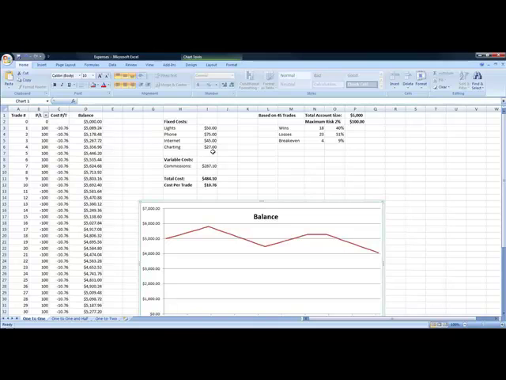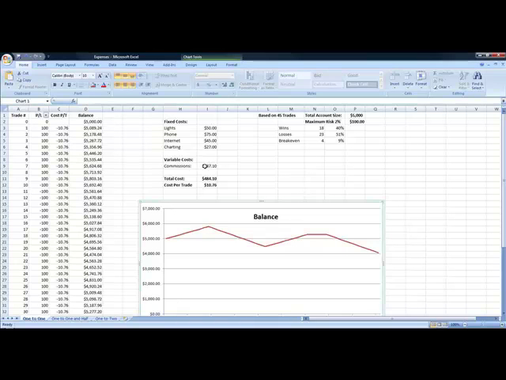Now, we do have fixed cost. Fixed cost is lights, phone, internet, charting services. A lot of people do get their charting services free. A lot of people would spend more than $50 on lights. In that case, they would just modify the amount here. We have a $75 average cost on the phone, $45 average cost on the internet.